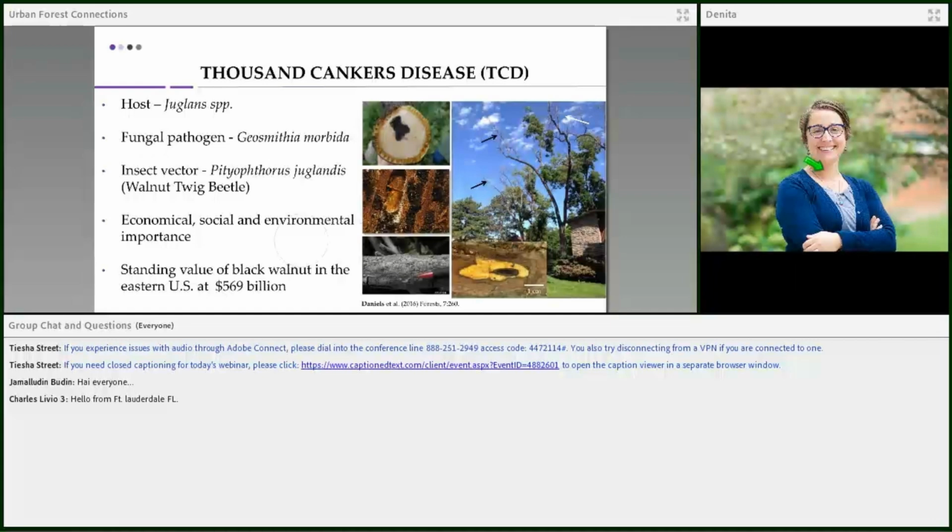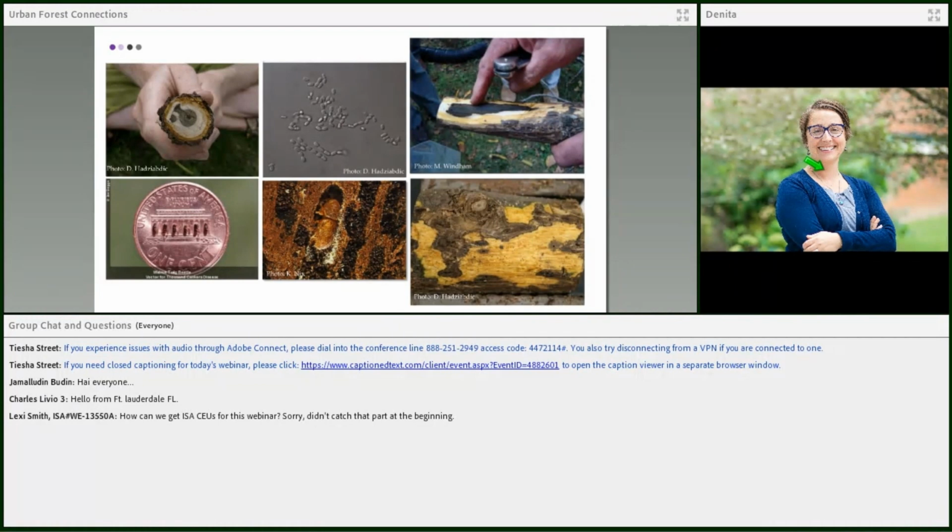And the primary insect vector is Pityophthorus juglandis, or walnut twig beetle. However, in East Tennessee, we found additional vectors, and in some other states, they were able to find alternative vectors to this particular disease, making the confirmation and identification a little bit more challenging. The reason we care about this is simply because walnuts are economically, socially, and environmentally important, and the current standing value of just eastern black walnut, which is the native species for the eastern United States, is over $569 billion.